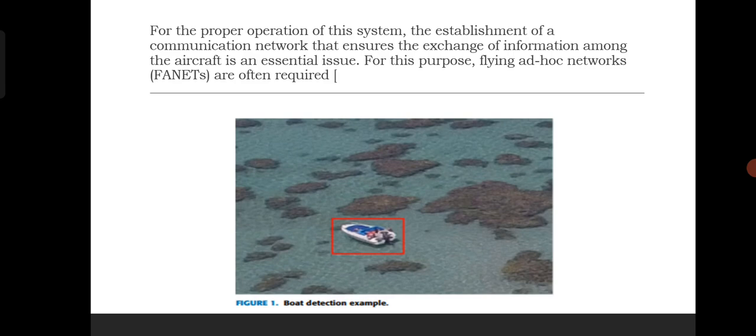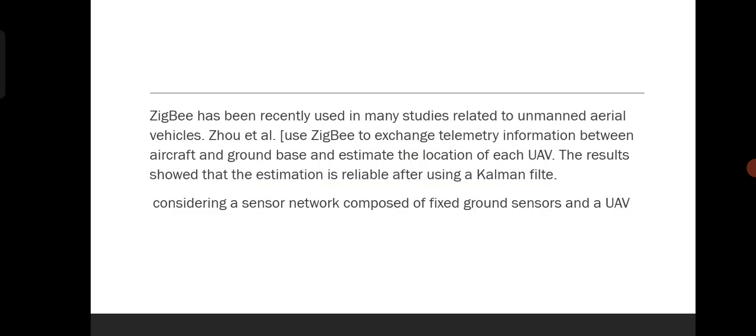For the proper operation of this system, the establishment of a communication network that ensures the exchange of information among the aircraft is essential. For this purpose, a flying ad hoc network is often required. Zigbee has recently been used in many studies related to unmanned aerial vehicles, using Zigbee to exchange telemetry information between the aircraft and the ground base and to estimate the location of each UAV. The results showed that the estimate is reliable, considering a sensor network composed of a fixed ground sensor and UAVs.